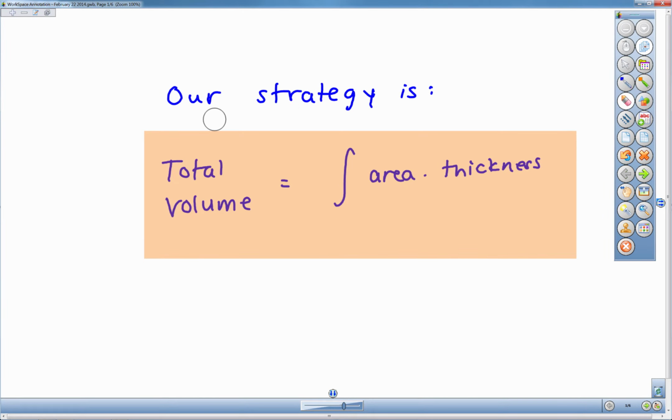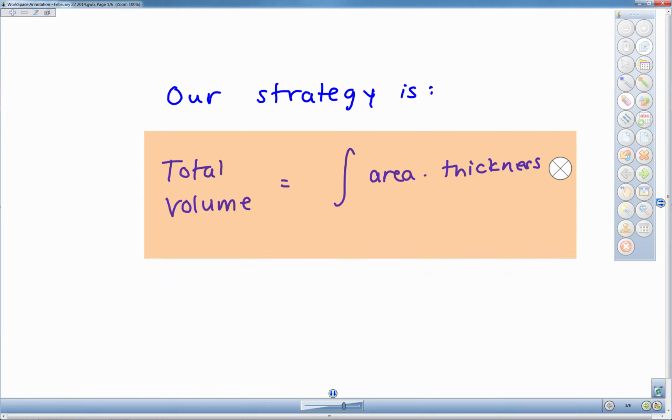And so the idea here is that when we're trying to find the volume of revolution, our strategy is to say that the total volume is equal to the sum of individual volumes, a volume of a cross-section. In this case, it's area times the thickness. And this is applicable to cross-sections that are perpendicular to the x-axis or cross-sections that are perpendicular to the y-axis.